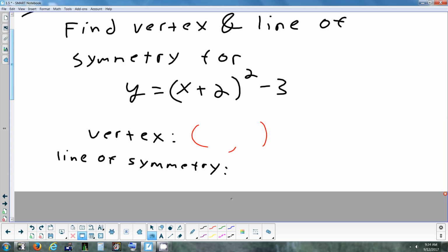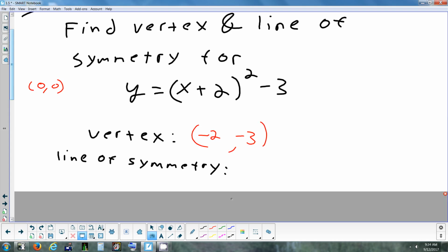So if your coordinate started at 0, 0 for the vertex, and it did what you just said, where would that coordinate end up? Yeah. -2, let's see, -3. So there's the coordinates of your vertex.